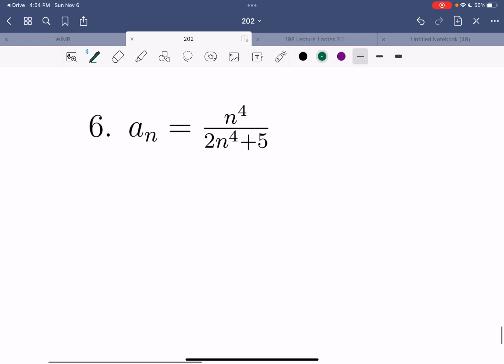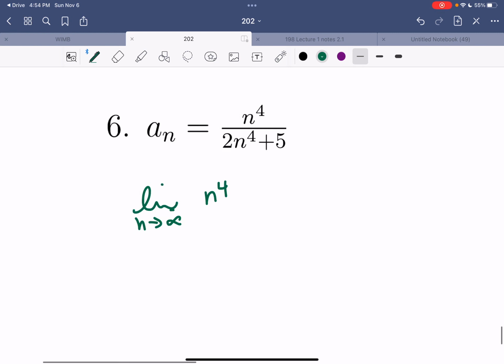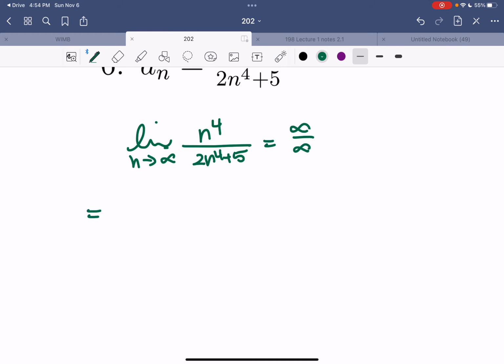Number 6, same thing. We're going to take the limit as n goes to infinity, n to the 4th over 2n to the 4th plus 5. This one, when you plug in, is infinity over infinity. So you've got two options. One, you could use L'Hopital's rule. In that case, it would look something like this. So this is by L'Hopital's rule, this is the limit as n goes to infinity. And L'Hopital's rule just says we take the derivative of the top and the derivative of the bottom.